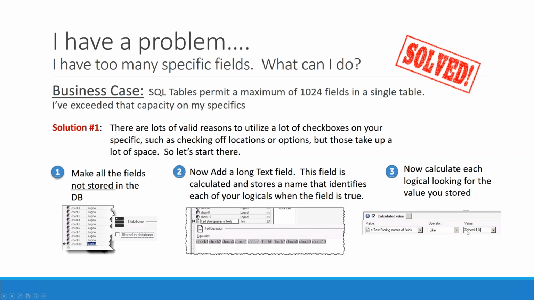And so I have to say like, and I have to put my percent signs around that, because that's how I search a text field for some instance of text that I'm looking for. I say my text field is like the text that I'm searching within the percent signs. So that's any data in front of my check, my data that identifies my check mark, and then any data after my check is the other part of that.